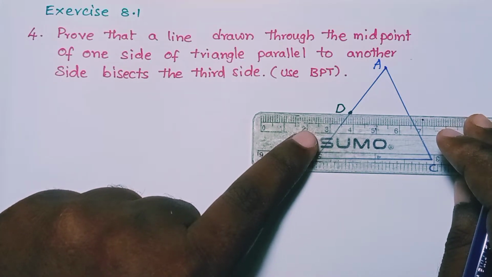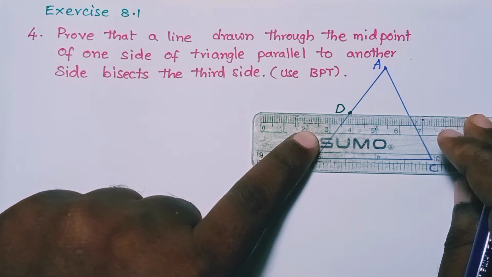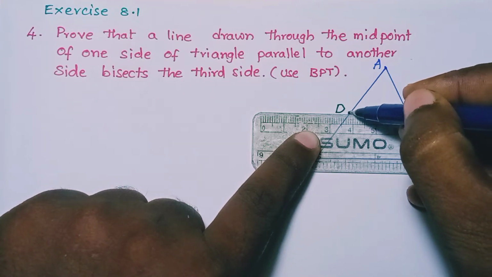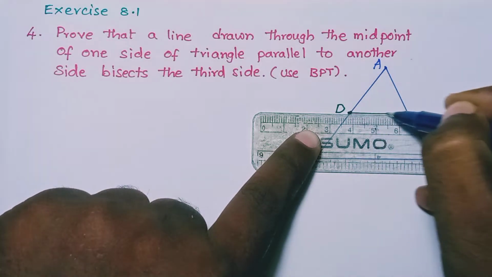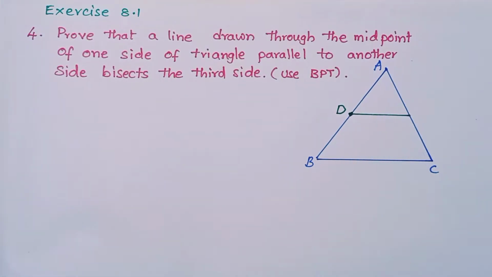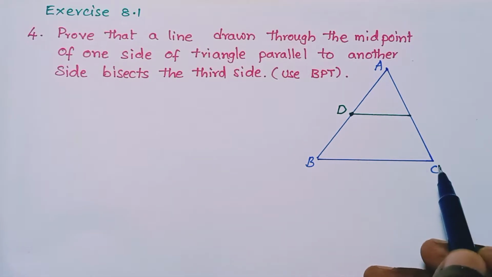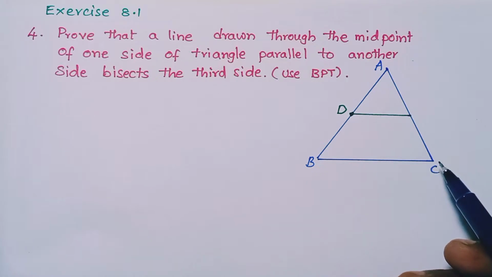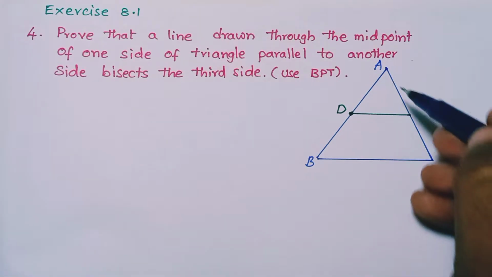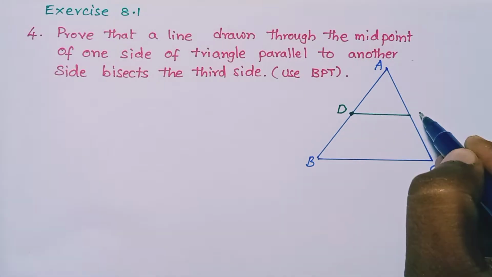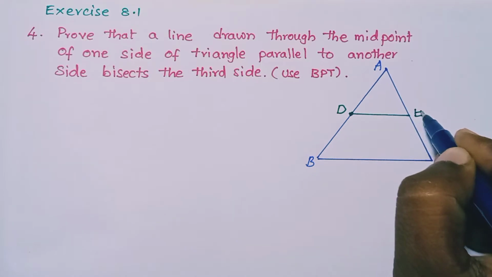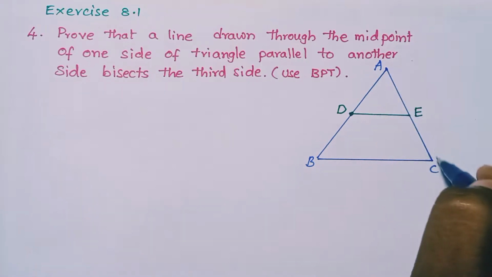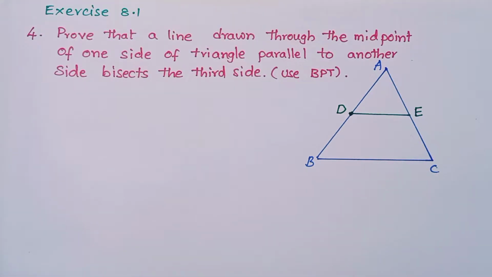Through this point, we have to draw a parallel line to another side. This is a line parallel to another side BC. Now, this line divides the third side into two equal parts. That means this DE line bisects the third side AC. That we have to prove.